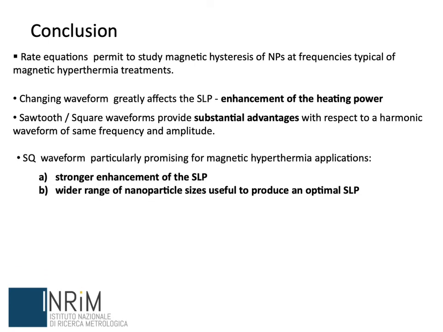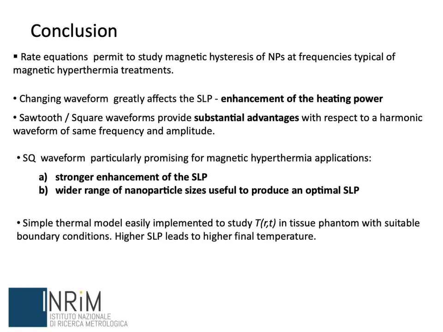The square waveform is particularly promising then for magnetic hyperthermia application, because it leads to a stronger enhancement of SLP, and even more important, we can work with a wider range of nanoparticle sizes that can be useful to produce an optimal SLP. And this is an important point, because in practice the monodispersity of chemically produced nanoparticles is very difficult to reach.